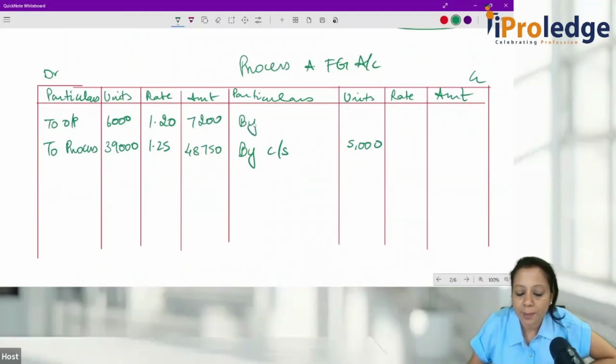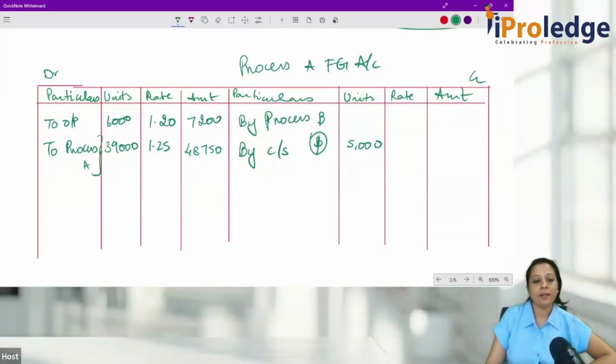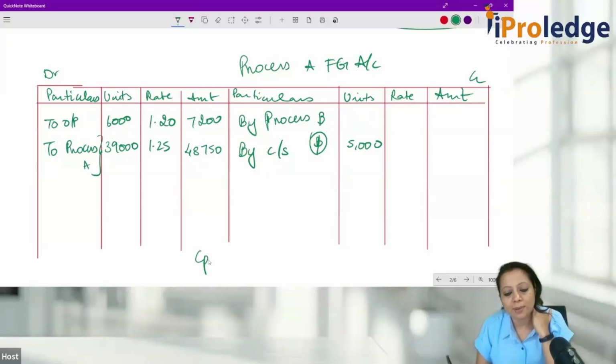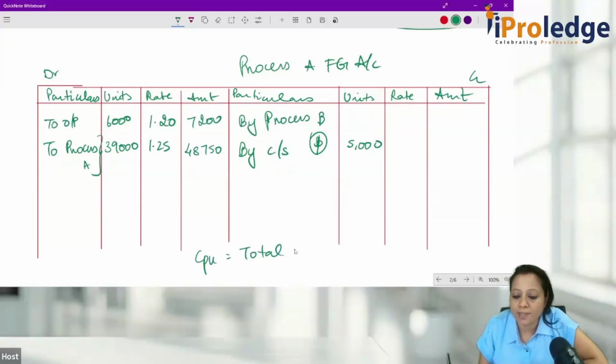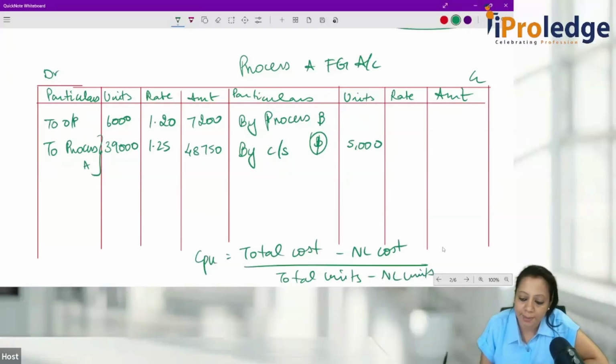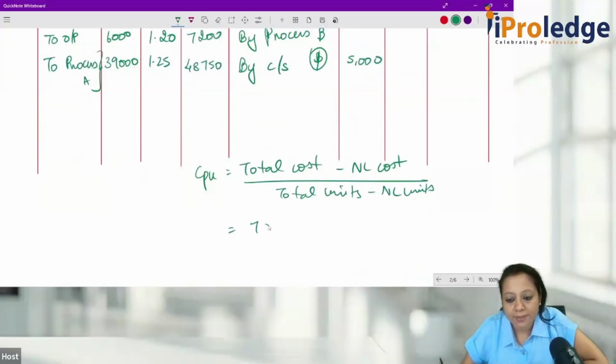Now, let us do this. This is by process A. So, what will be the balancing figure? It has to go to process B, no? Yes, ma'am. Ma'am, why we should not take 5,000, means 5,000 is closing stock in process A. Okay? Understood, everyone? Cost per unit is going to be nothing but total cost minus normal loss cost divided by total number of units minus normal loss units. Understood, everyone?